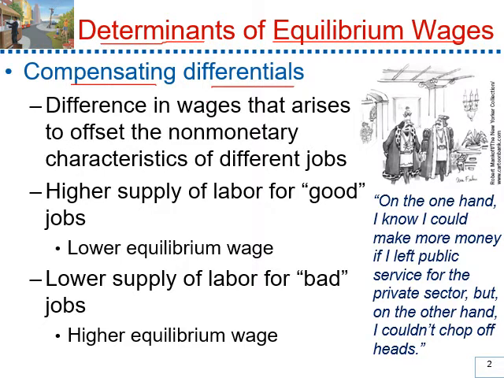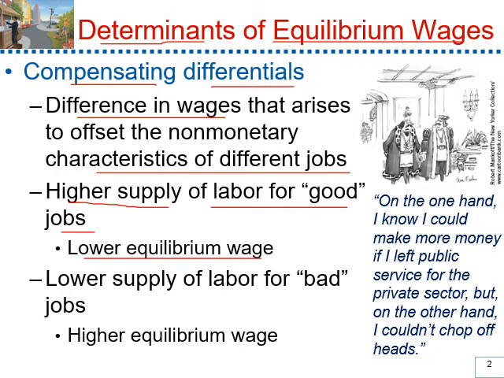To some extent, wage differentials compensate workers for job attributes. Other things being equal, workers in hard and unpleasant jobs are paid more than workers in easy, pleasant jobs. So the difference in wages depends on the characteristics of the job. Workers with a higher supply of labor for good jobs earn lower equilibrium wages. Workers with a lower supply of labor for bad jobs earn higher equilibrium wages.